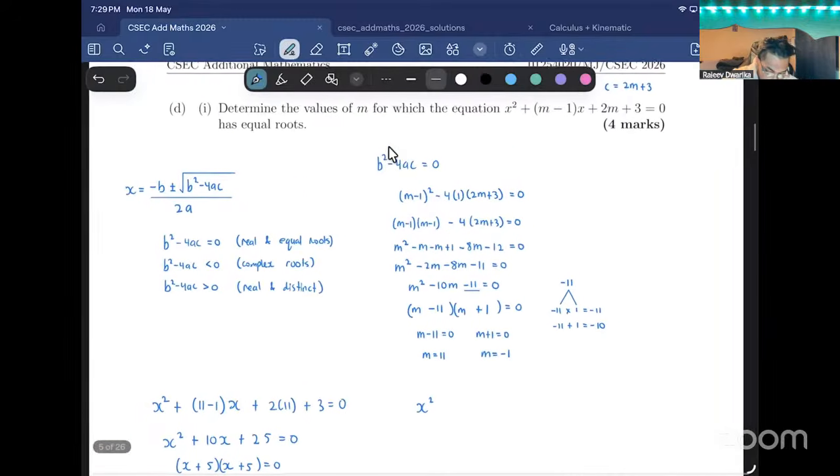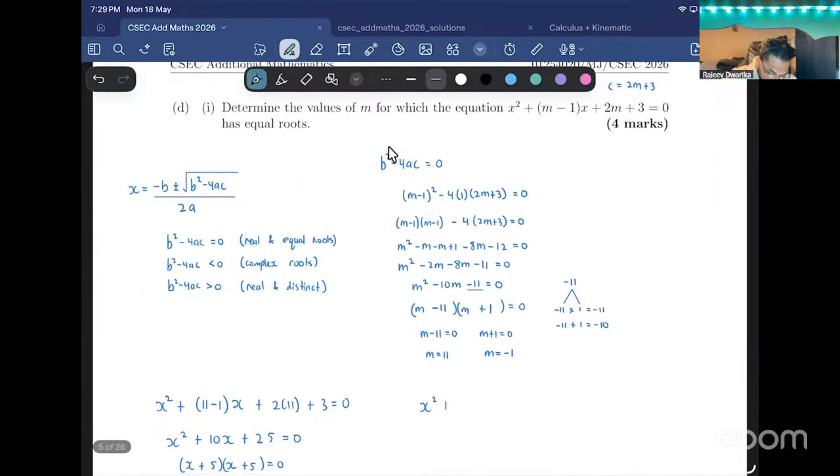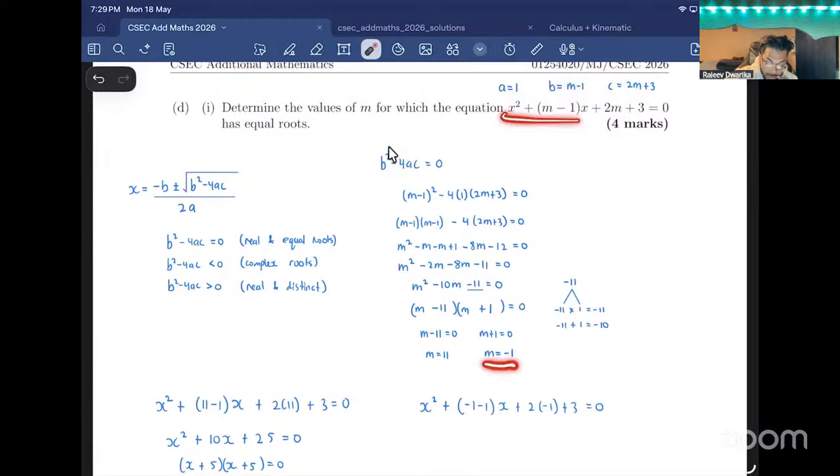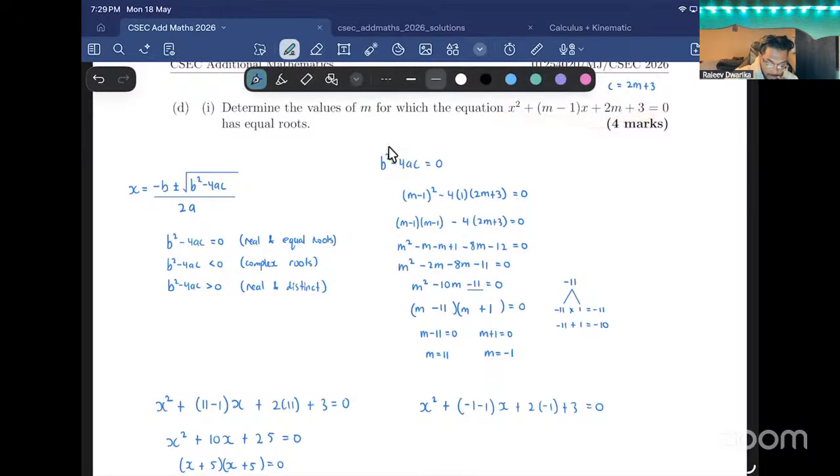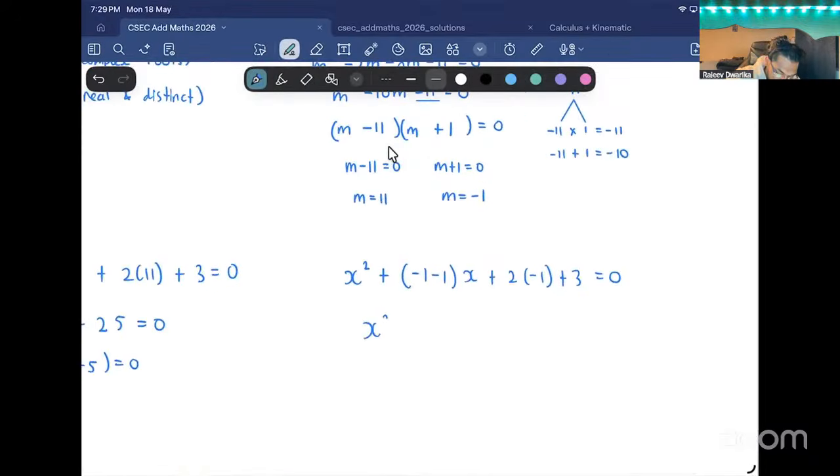Then I have the other value for m, which is -1. I'm going to plug it in here. So that'll be -1, x plus 2 by -1 plus 3, and that'll be equal to 0. If you're confused, all I'm doing is taking the m value and plugging it into here, and I'm going to solve for x. So I get x squared minus 1 is minus 2x. 2 by -1 is -2. -2 plus 3 is 1, and that'll be equal to 0.